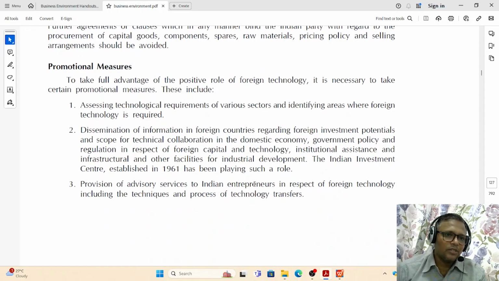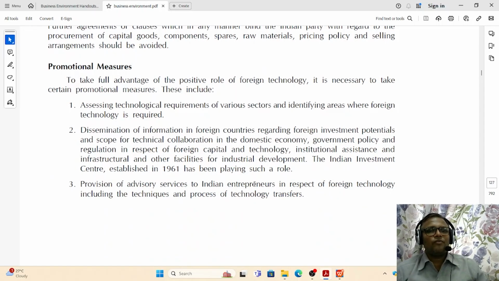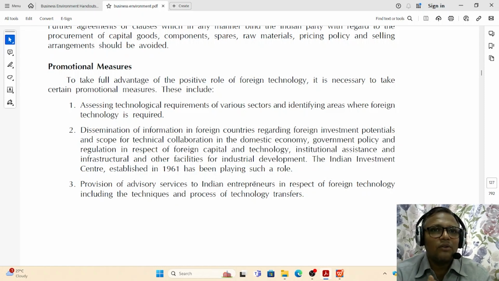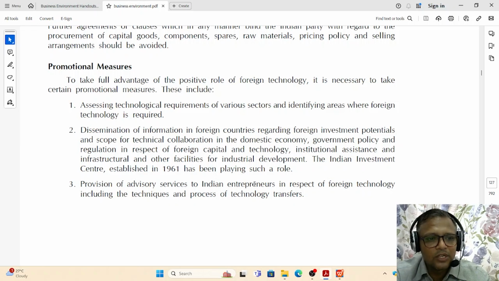Next is potential measures. To take full advantage of the positive role of the foreign technology, it is necessary to take certain promotional measures, which include assessing the technological requirements in the various sectors and identifying the areas where the foreign technology is required. Second is the dissemination of the information in the foreign countries regarding foreign investment potentials and the scope for the technical collaboration in the domestic economy, government policies and the regulations, investment of the foreign capital in the technology, and the institutional assistance and the infrastructure and other facilities for industrial development. Thus, the Indian Investment Center established in 1961 has been playing such a role.